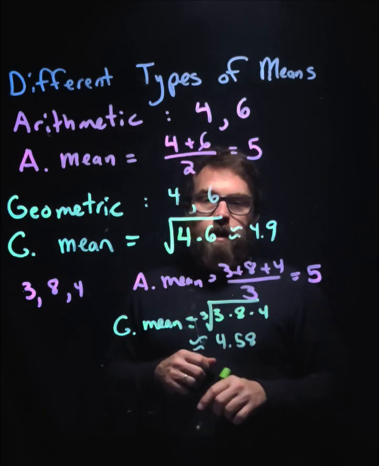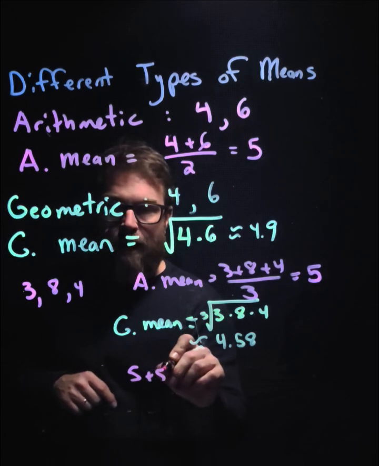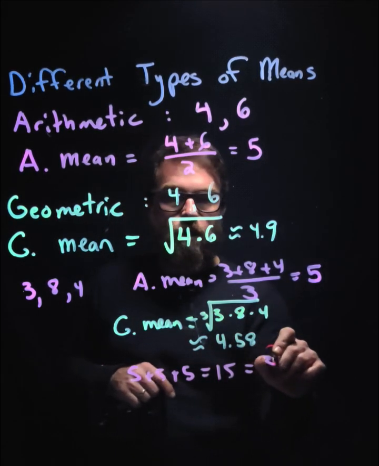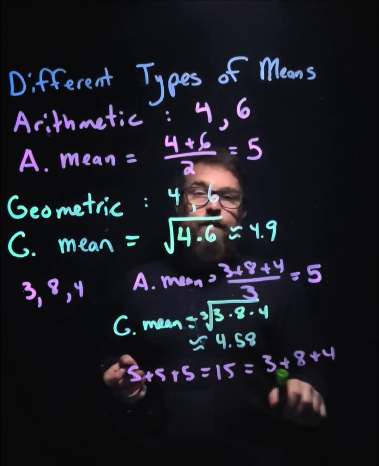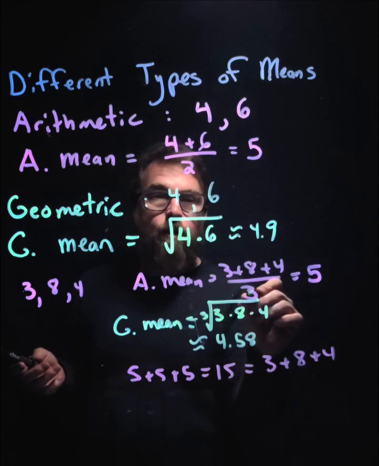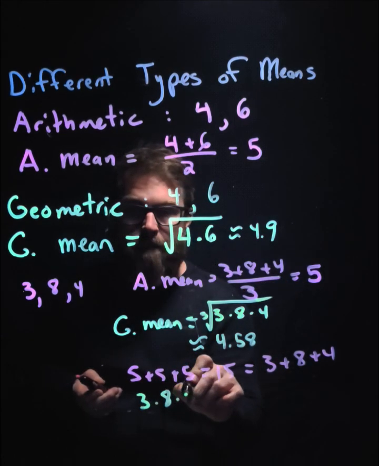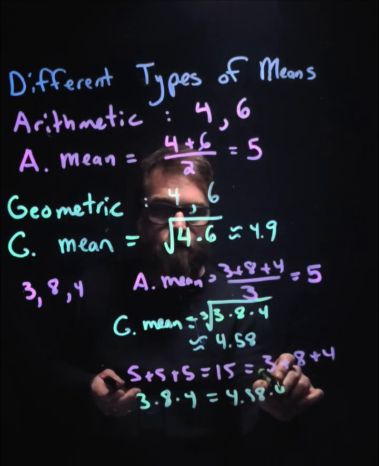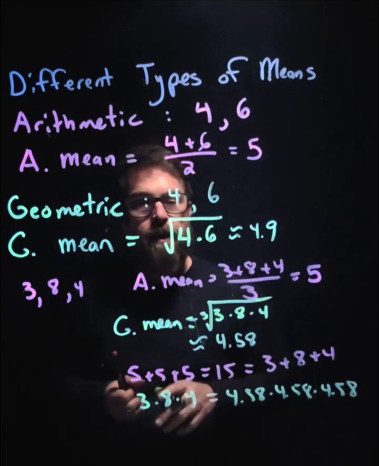4.58. So in the previous example, I could say 5 plus 5 plus 5 is equal to 15, which happened to be equal to the sum of 3 plus 8 plus 4. And in this case, if the common operation that I'm worried about for finding a mean is multiplication, I can say that 3 times 8 times 4 is going to be equal to 4.58 times 4.58 times 4.58.